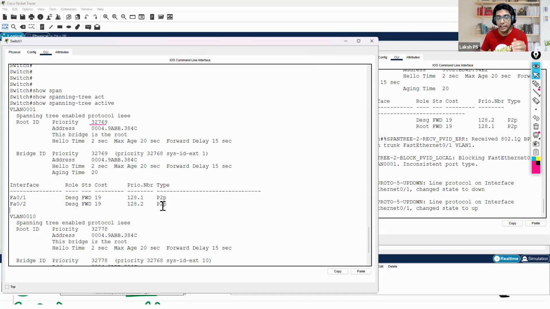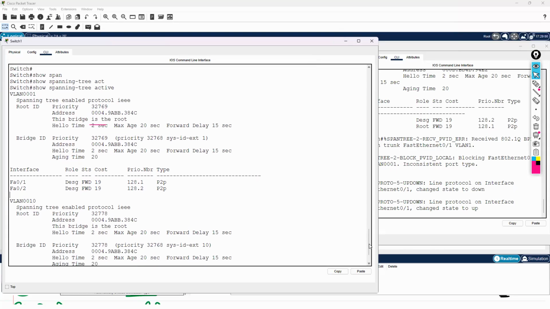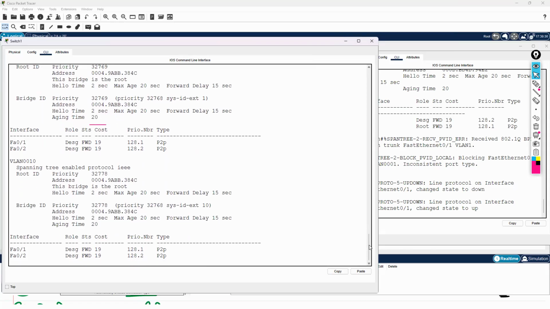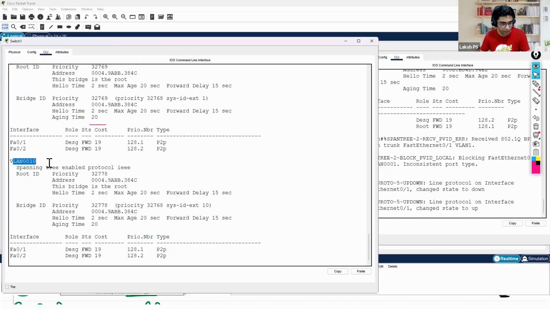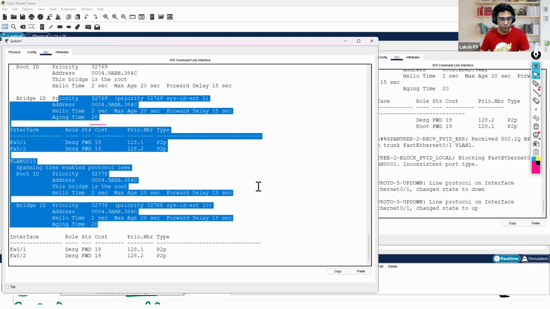That means I can have a different root switch for a different VLAN. I hope now it is clear what I was trying to tell. I can explicitly configure some other switch to be the root switch for VLAN number 10. It may not be switch number 1, it can be switch number 3.